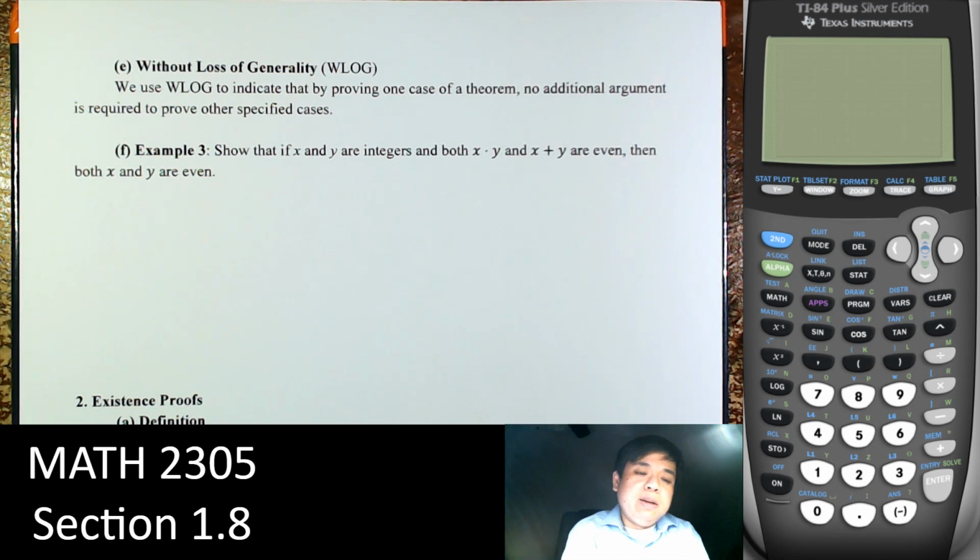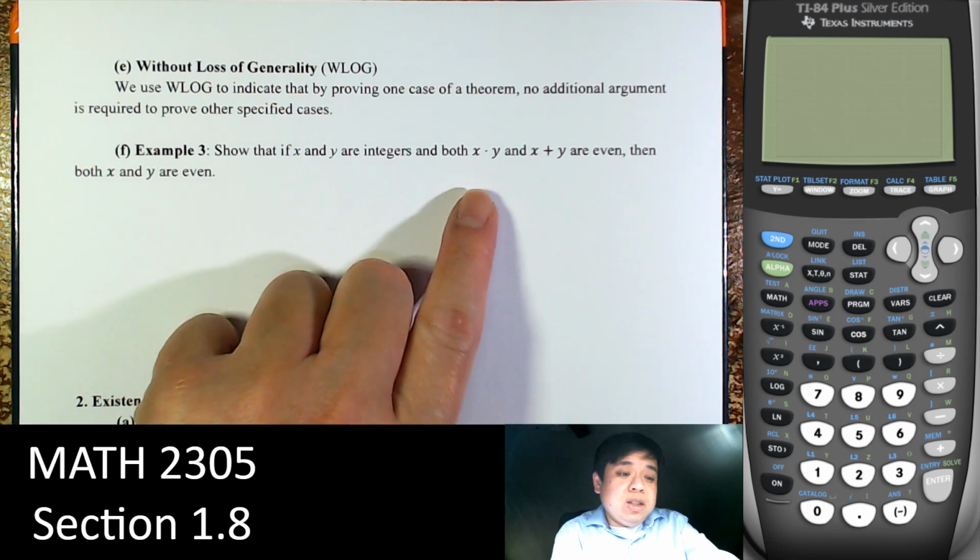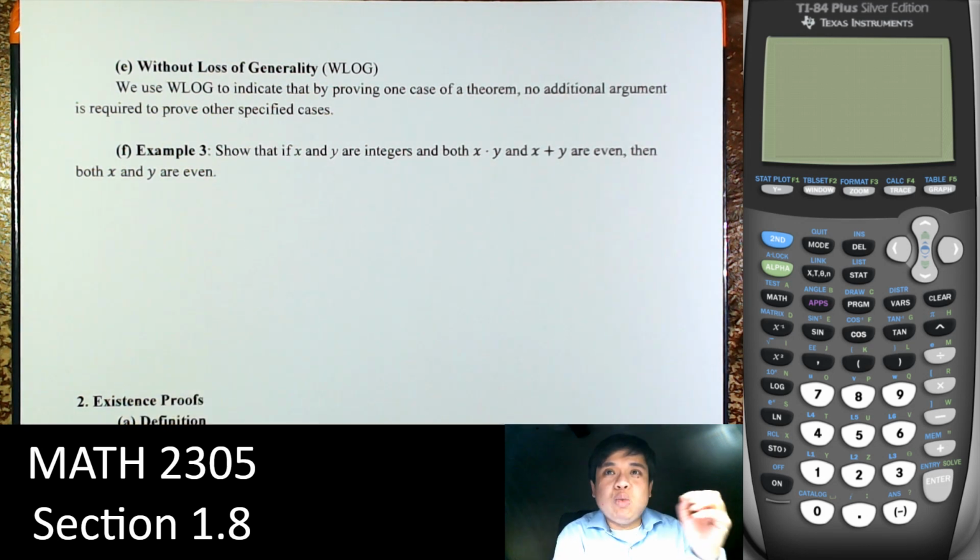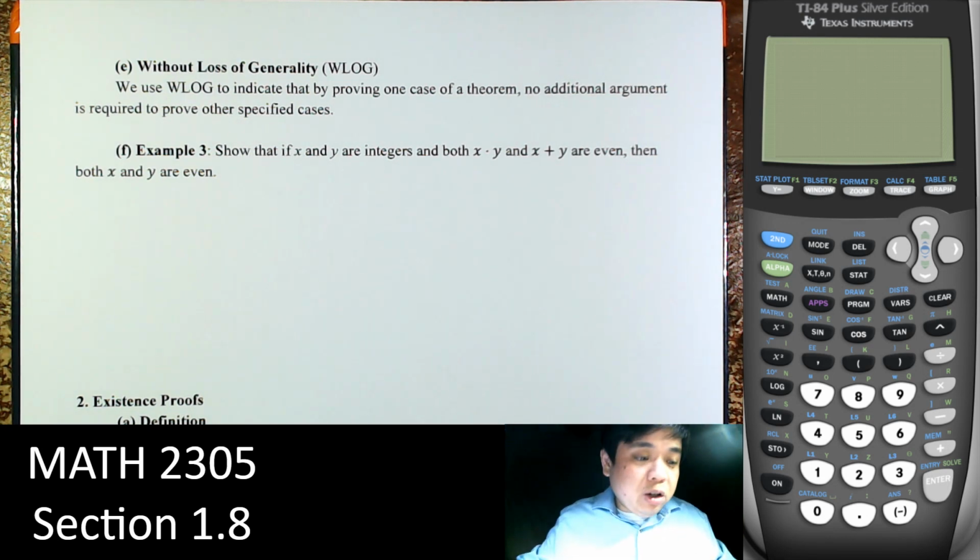Show that if x and y are integers, and both x times y and x plus y are even, then both x and y are even. Right, so did we see something like this before? What we see is, we go from x times y and x plus y to something simplified, that's more difficult. It will be easier if we use the contrapositive. So let's just go with the contrapositive here.